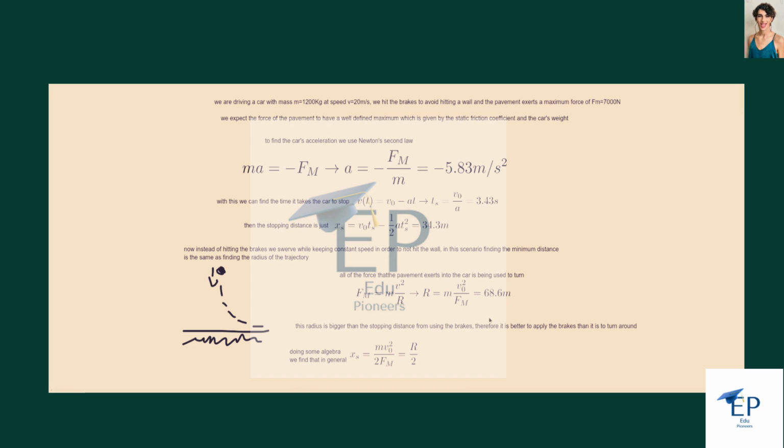Therefore, in this kind of situation, it's always better to apply the brakes. Note also that the radius is twice the stopping distance. That is not a coincidence of the numbers we have used. If we solve everything symbolically, we plug the expression for deceleration into the stopping distance equation and find x_s equals m v0 squared over 2Fm, which is half the radius. So it's always better to apply the brakes. It's not a coincidence of the numbers we were given.